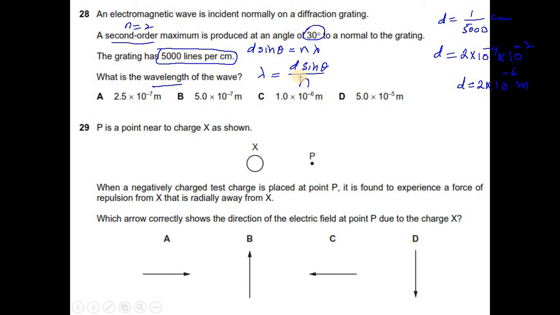Substitute all the numbers. So you can do d is 2 into 10 to the power minus 6, sin of 30 degrees, divided by 2. So lambda will give you 5 into 10 to the power minus 7 meter. Option is B.